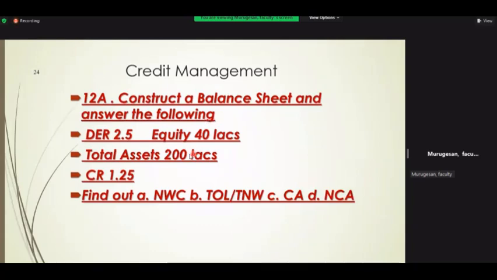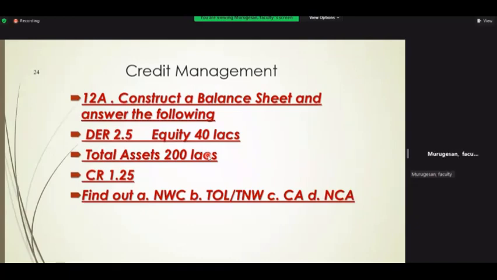So 160 divided by 40, 4 is a good ratio. Solvency ratio. What does it mean? You interpret correctly. Outside loans are 4 times more than paid up capital. Agreed? Is this a good company or bad company? Tell me. It is a tolerable level. It's good. Okay, 4 is okay.